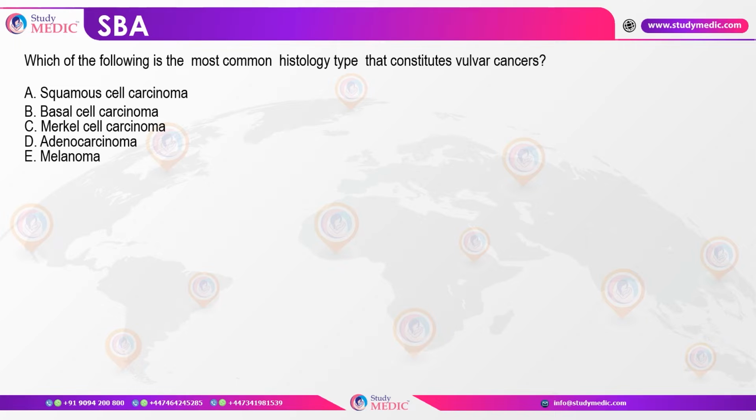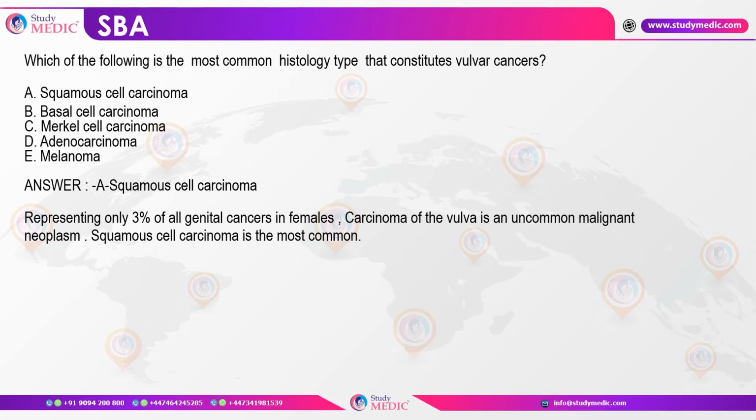Next, coming to the topic of vulva. Now remember, vulva is a very favorite topic, not only for your part 1, even in part 2 and part 3. So please don't forget everything that you have read about the vulva. Now, which is the most common histological type that constitutes vulval cancers? You have squamous, basal cell, Merkel cell, adenocarcinoma and melanoma. Remember, it is squamous cell that is the most common histological type of vulval carcinoma.